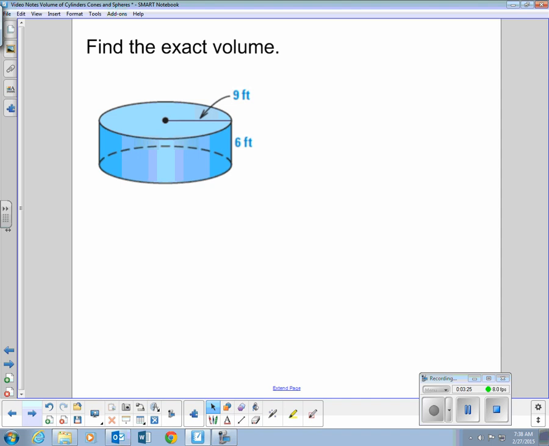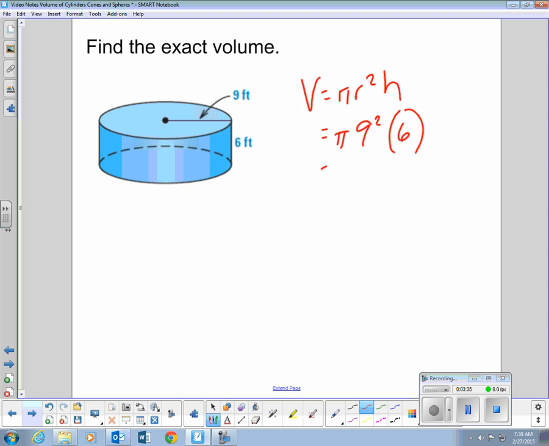All right, so here we're going to find the exact volume. Remember, I always want you to show your work. So volume is equal to pi r squared h. So we go pi times 9 squared times 6. I would say the most common issue that we can have with these kinds of problems is I give you the diameter and you mistakenly use the diameter in there instead of the radius. Okay, so we multiply this out, you get 486 pi feet cubed.